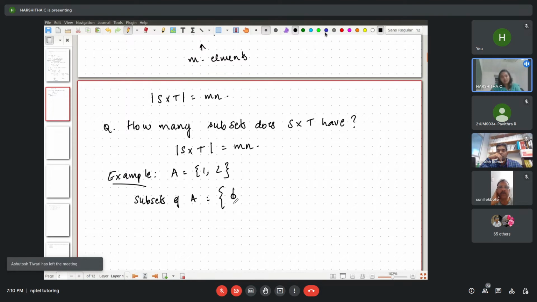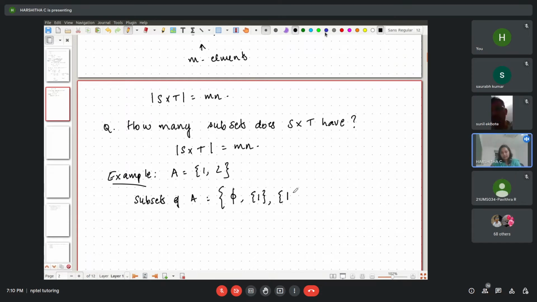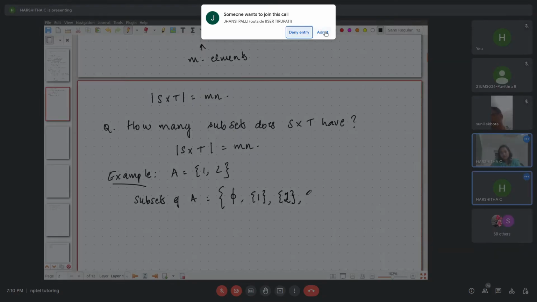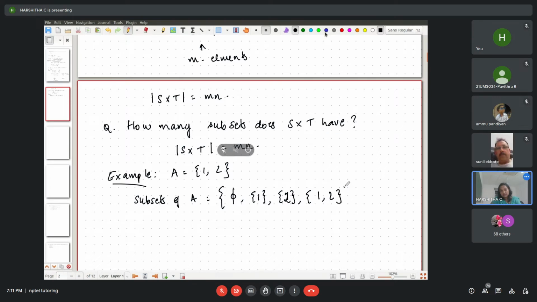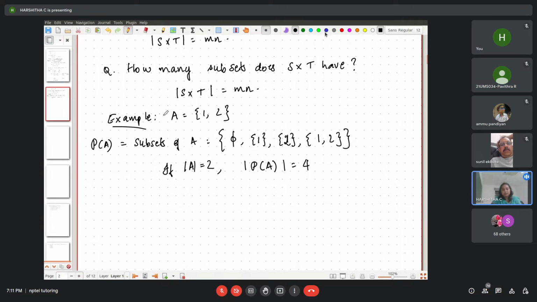You have the empty set, then you have subsets with just one element, and then you have the entire set. So you see that it has 4 elements. This is the subsets of A, sometimes called the power set of A. It's usually denoted like this. So what we got is, if the cardinality of A is 2, then the cardinality of the power set of A happens to be 4. We'll look at one more example.